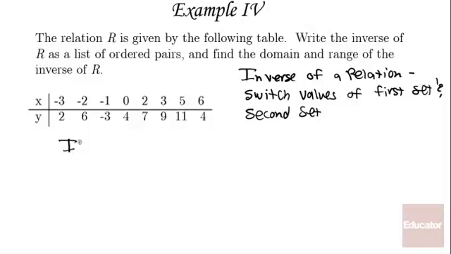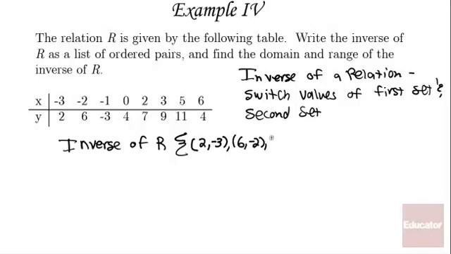So for the inverse of R, I'm going to write this as a set of ordered pairs. However, now my y values will become my x values, and the x values will be the y values. So instead of writing the ordered pairs -3, 2, -2, 6, I'm going to write it the opposite way. 2, -3, 6, -2.